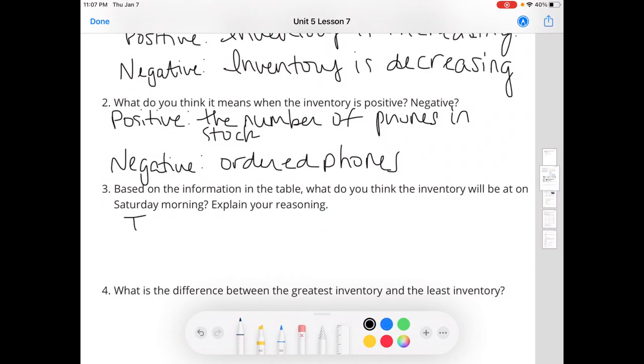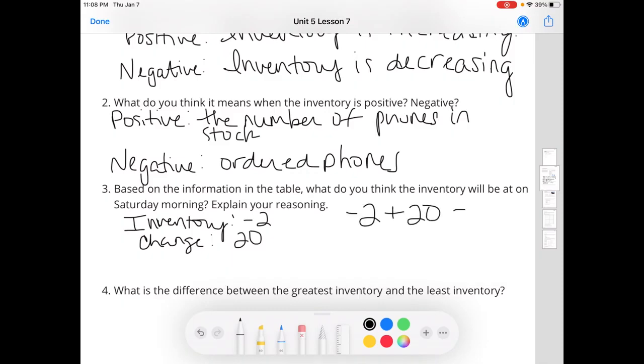So I know my inventory was at -2. My change was +20. If 2 customers had a phone on order and I received 20 phones, how many phones will I actually have in inventory then? I was currently at -2. I added 20 phones. So that would put me at 18 phones.